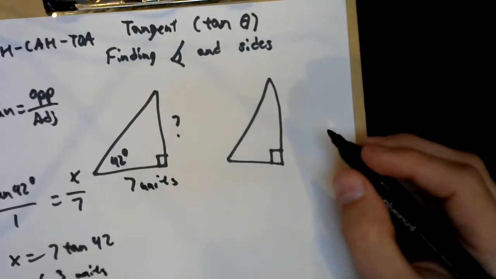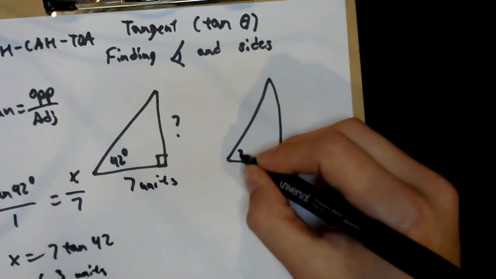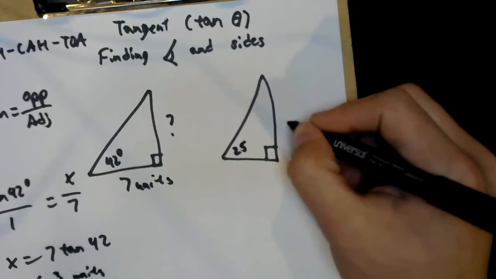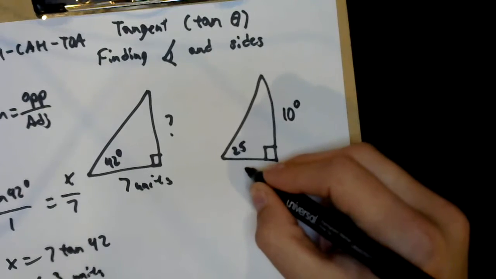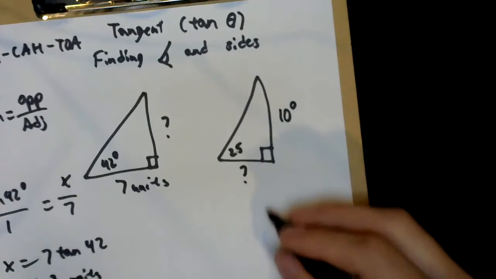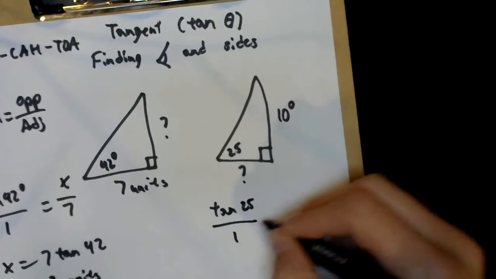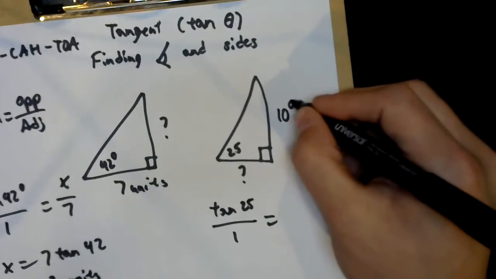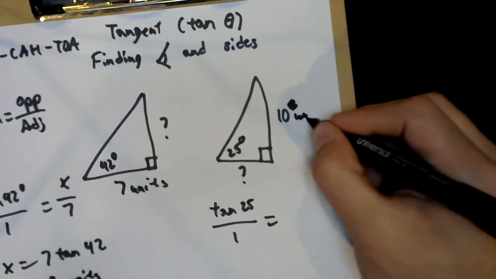For this one, we'll do the exact opposite. We'll say this is 25 degrees, and given this length, which we'll say is 10, find the side here. So you do the same thing. Do tan of your angle over 1 is equal to your... I don't know why I put a degree sign there. Sorry about that. Degree is supposed to go down there. So this would be 10 units, we'll say.